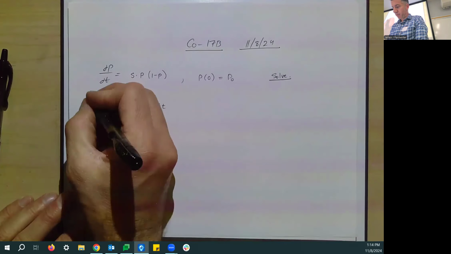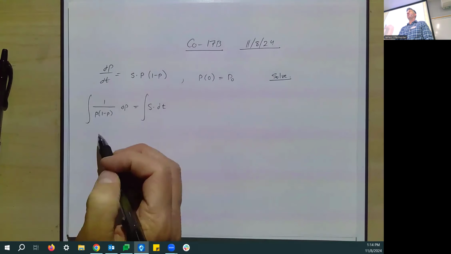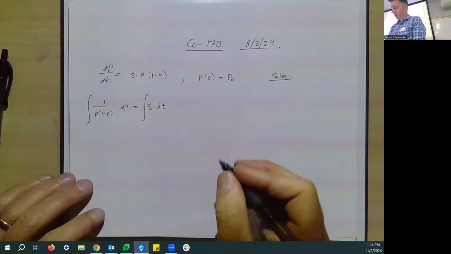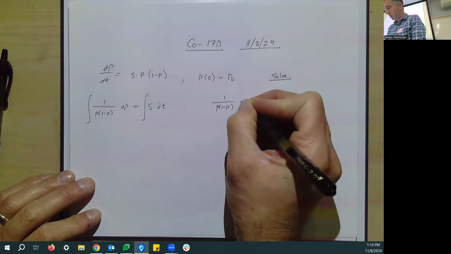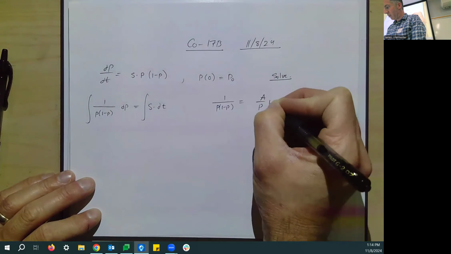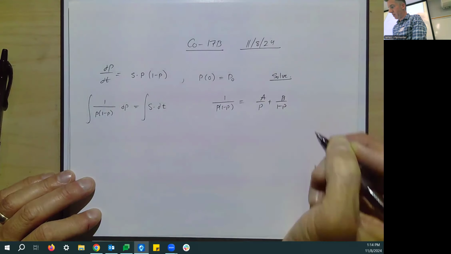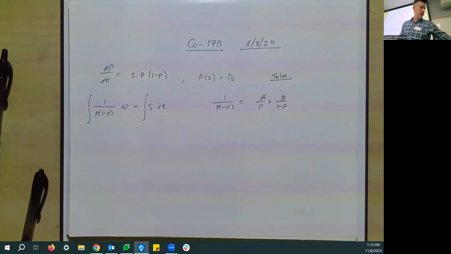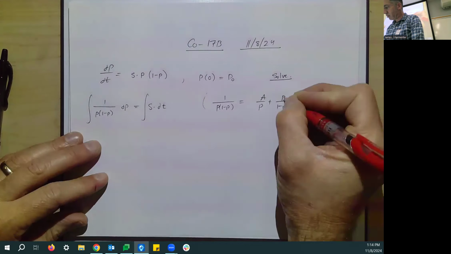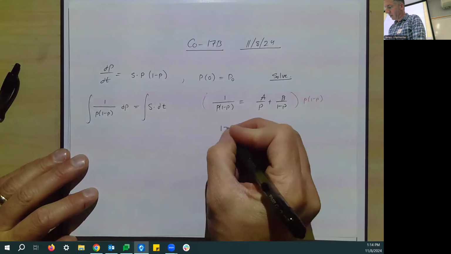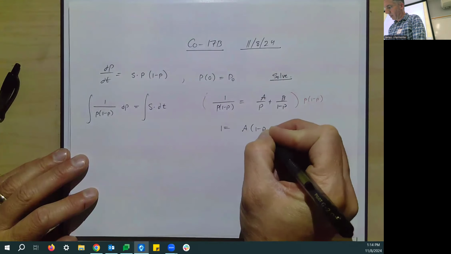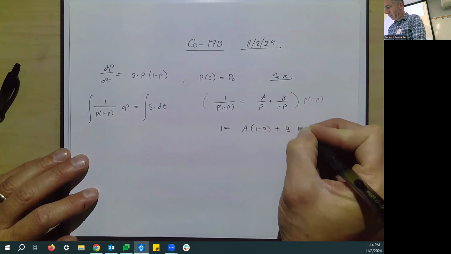Let's integrate. Well, to integrate this, we have to use partial fractions. So over here, we're going to say that 1 over p times 1 minus p is equal to A over p plus B over 1 minus p. We multiply both sides by our common denominator, which is p times 1 minus p. So we end up getting 1 on the left equal to A times 1 minus p plus B times p.